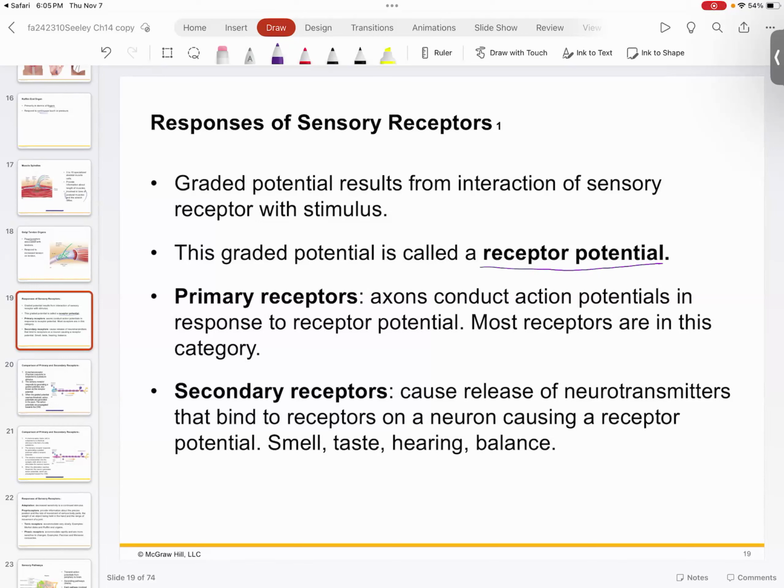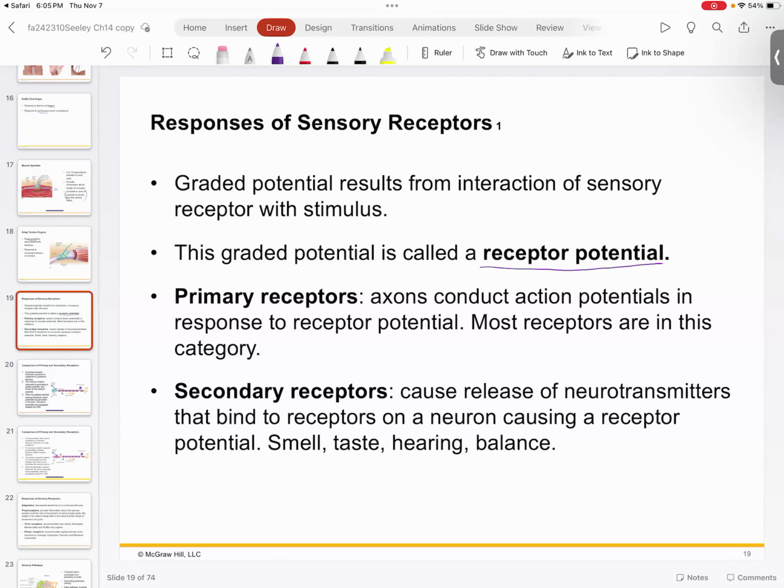And then ultimately you have your receptors broken into two different types. The primaries are the situation where the axons themselves conduct a potential, and it's responding to the receptor potential. So the primary action potential coming from the axon is a response to the receptor potential. A lot of the receptors that we run into are of this type.